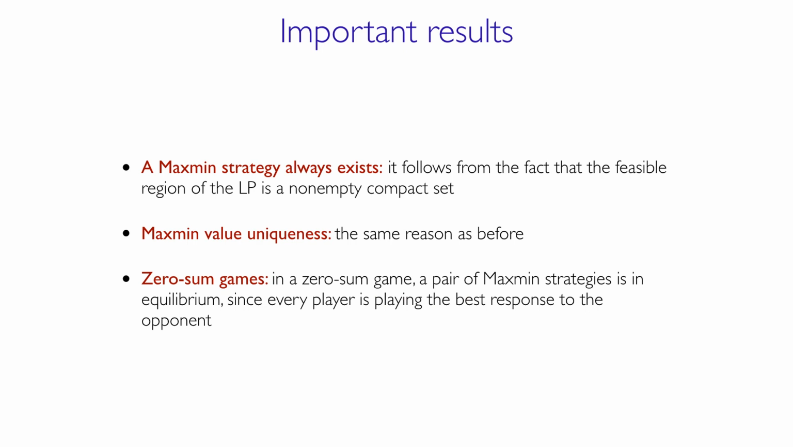Here are some interesting results known in the literature. A maxmin strategy always exists. It follows from the fact that the feasible region of the linear program is a non-empty compact set. The maxmin value is unique. The same reason as before. Notice that the optimal solution may be not unique, but the optimal solutions share the same value. In a zero-sum game, a pair of maxmin strategies is an equilibrium, since every player is playing the best response to the opponent.